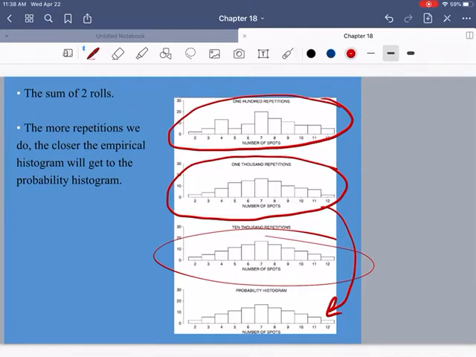So each of these are the empirical ones. This one circled is empirical because that's what actually happened, versus the probability histogram is what we would expect to happen. And the main thing here, that central limit theorem, is that what we expect to happen is basically the same thing as what we get happening when you do the experiment enough times.